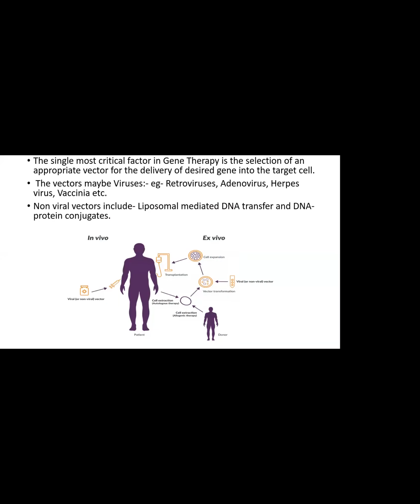The single most critical step in gene therapy is the selection of an appropriate vector for the delivery of the desired gene into the target cell. We have certain characteristics of an ideal vector. It should be administered non-invasively. It should transduce all the cancer cells and no normal cell. Apart from cancer therapy, gene therapy is also used in the treatment of metabolic diseases.